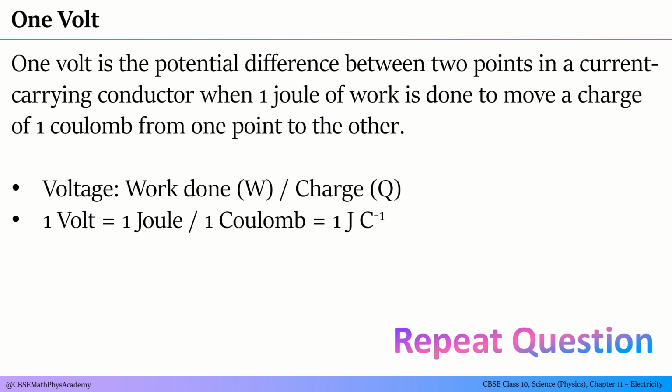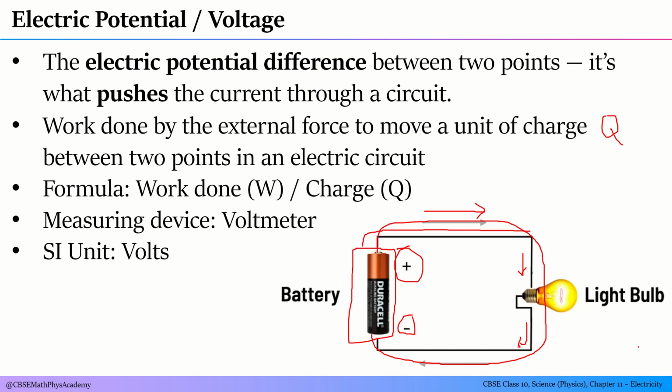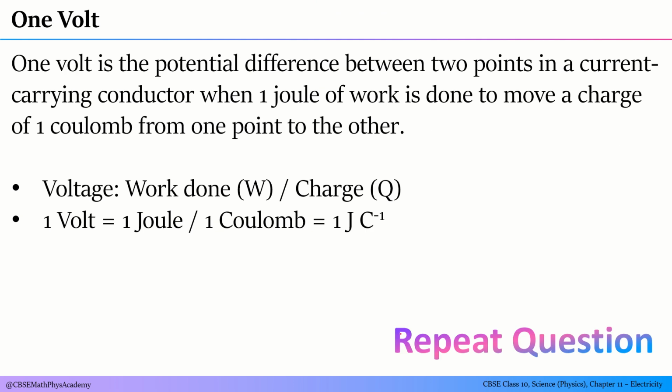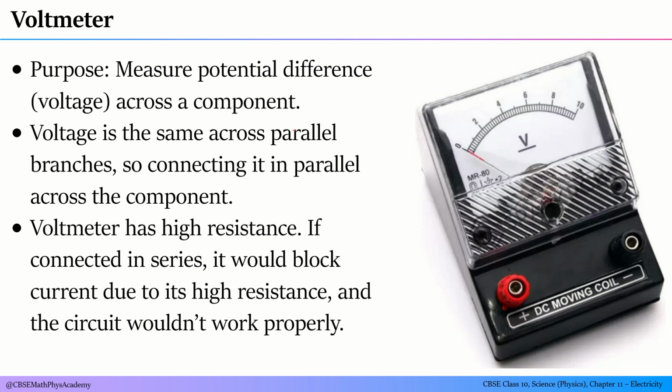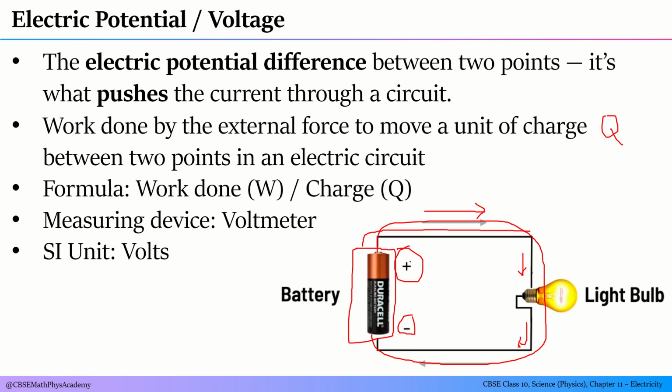Again, this 1 volt concept is a repeated question. What is 1 volt? 1 volt is the potential difference between 2 points in a current carrying conductor. The same example will hold good. Whatever we saw, the same example will hold good. 1 volt is the potential difference between this positive and negative when 1 joule of work is done to move a charge of 1 coulomb from one point to another point. So this positive is 1 point, this negative is another point.